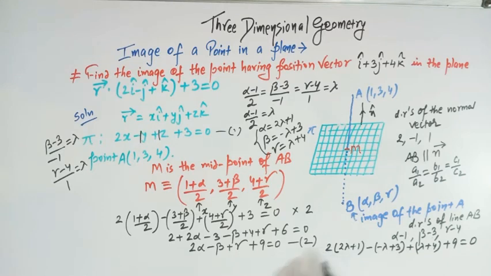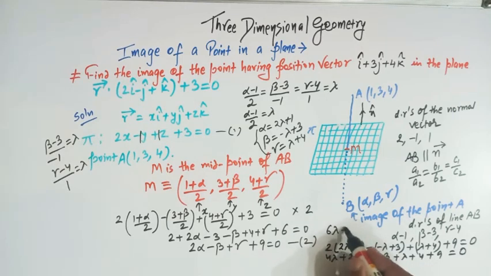So if we simplify it, we get 4 lambda plus 2 plus lambda minus 3 plus lambda plus 4 plus 9 equal to 0, and this is 4 lambda, 5 lambda and 6 lambda, right? So we have 6 lambda, and this is 2 minus 3 minus 1, this is 9 plus 4 is 13, so 13 minus 1, that is 12, equal to 0. So 6 lambda equal to minus 12, so lambda is equal to minus 2, right?